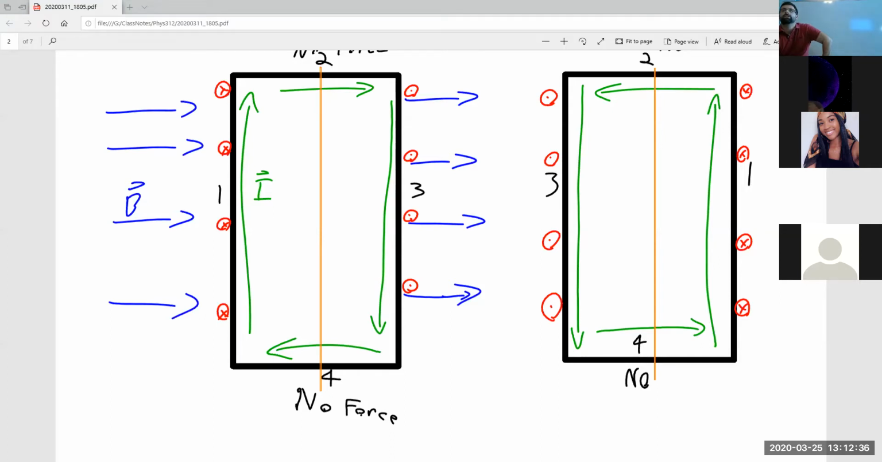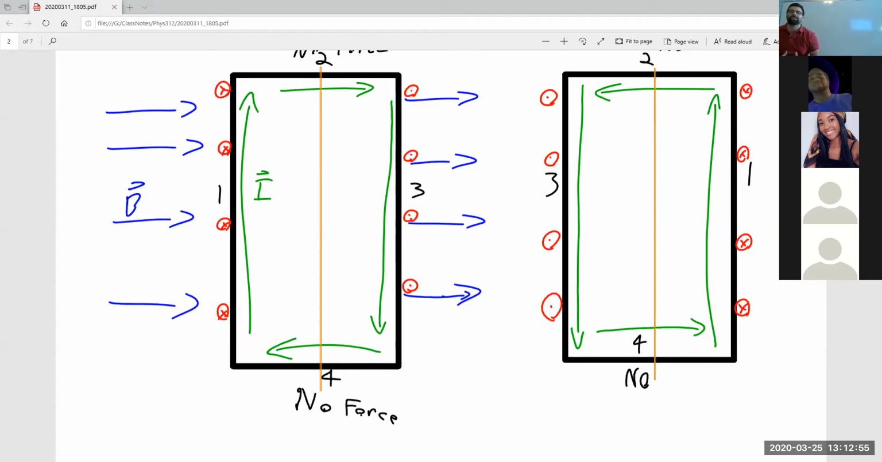Absolutely right. Or what do we call a bunch of moving charges? Is it current? A current. Yeah, exactly right.